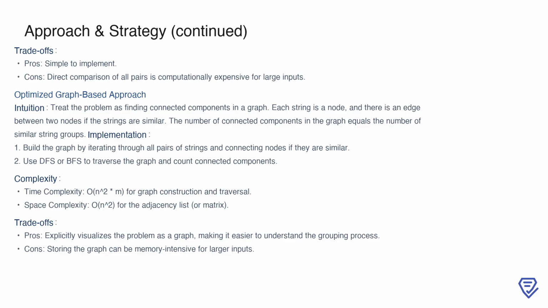In this approach, we treat each string as a node in a graph and add an edge between two nodes if their respective strings are similar. The problem then reduces to finding the number of connected components in the graph.